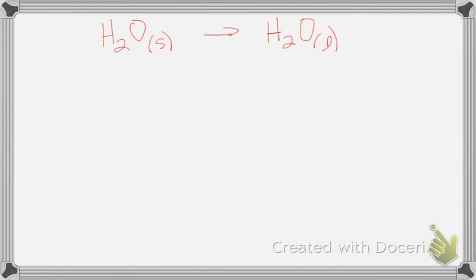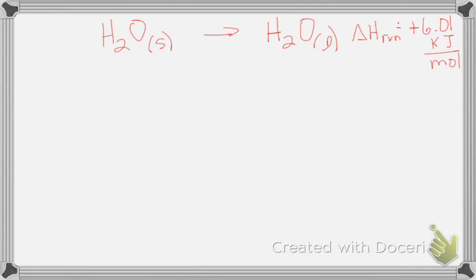H2O solid to H2O liquid. That is showing ice melting, right? And you guys know that would take heat to happen. It would absorb heat. It feels cold. And I'm going to tell you that the delta H for that reaction is a positive 6.01 kilojoules per mole. Okay, so I'm giving you that information.